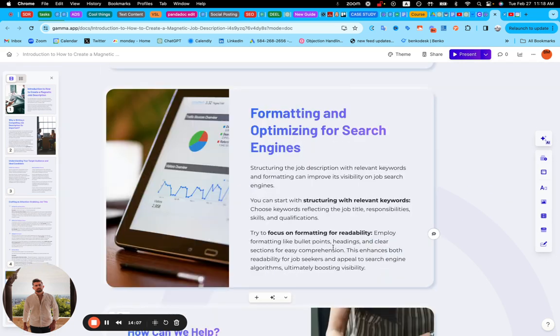The next thing you want to do is format and optimize the job description for search engines. So use relevant keywords from your industry, from your specific company, and from the actual job itself. Choose keywords reflecting the job title, responsibilities, some of the skills, and the qualifications. This is especially helpful if you have a specific type of software or a very niche job description.